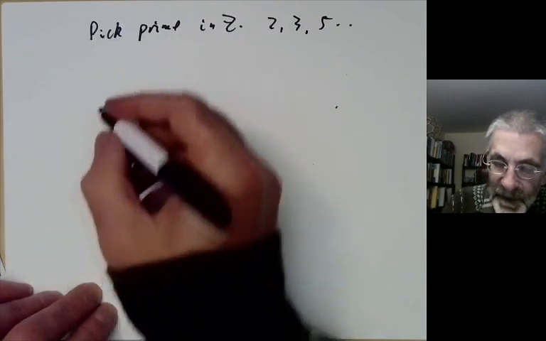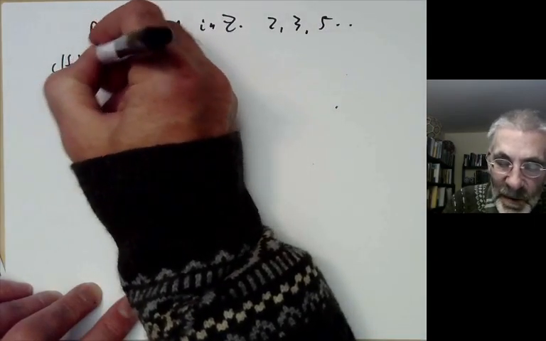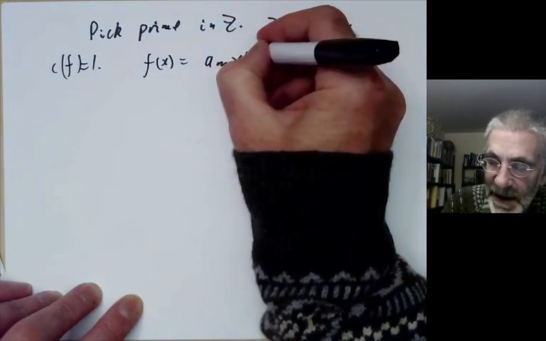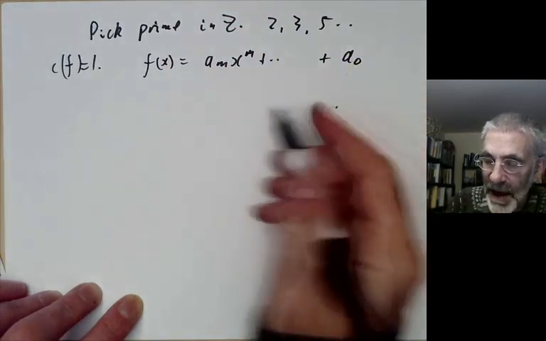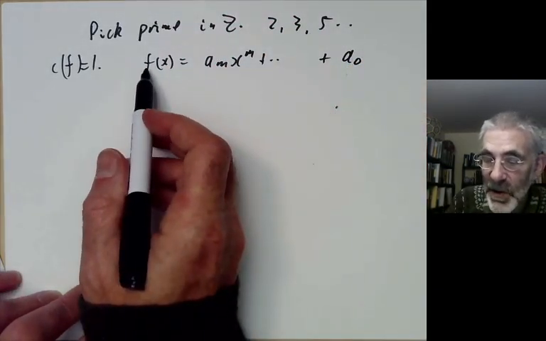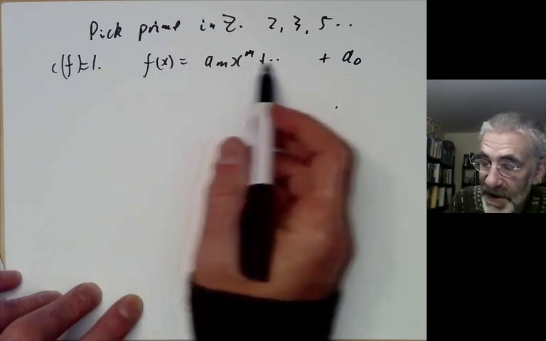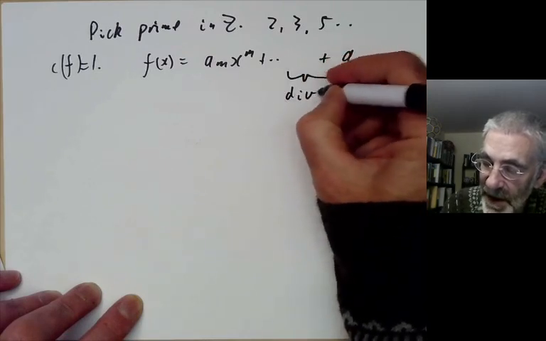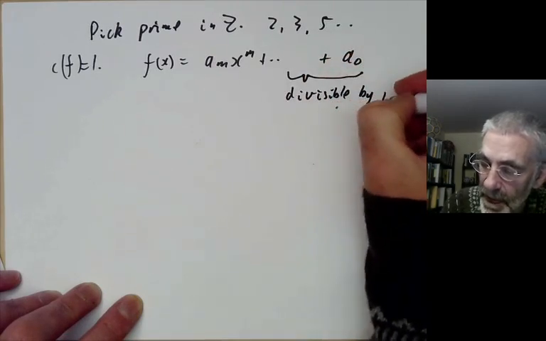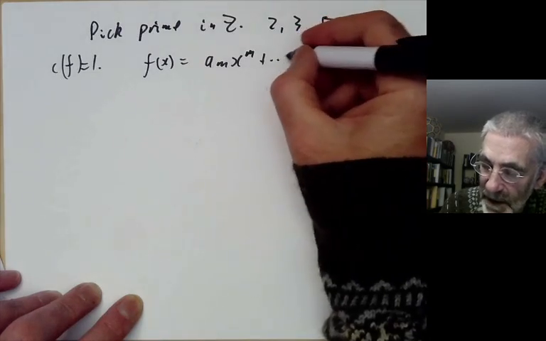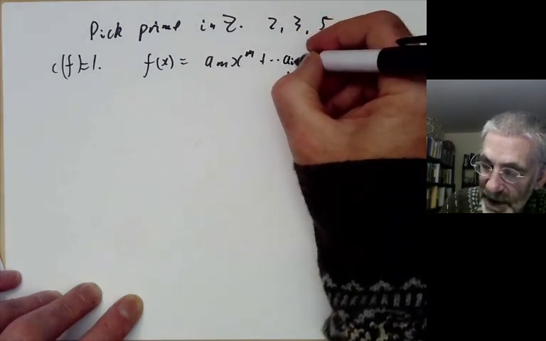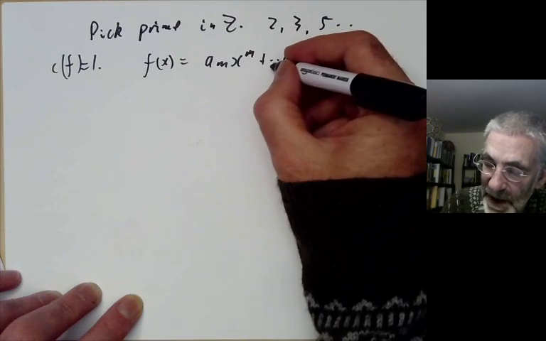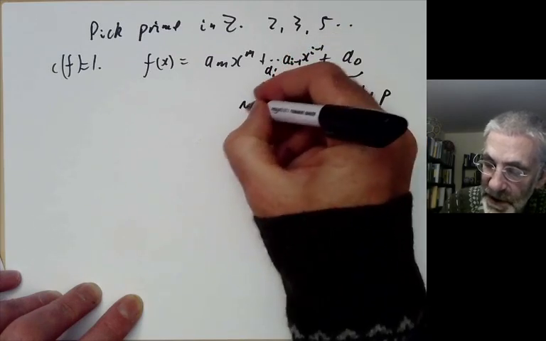And we know that the content of f is equal to 1, so let's write f(x) is equal to a_m x^m plus up to a_0. And now the content of f is equal to 1, so the prime doesn't divide all its coefficients. So let's suppose that some of them are divisible by p. Let's go up to a_{i-1} x^{i-1}. So suppose these ones are divisible by p, and suppose that a_i is not divisible by p.